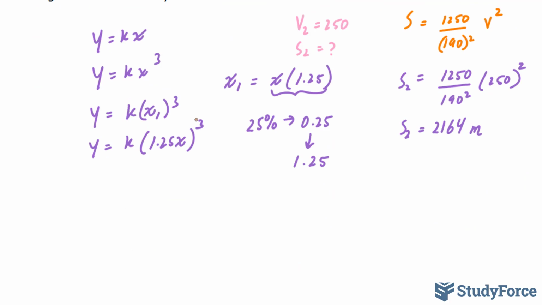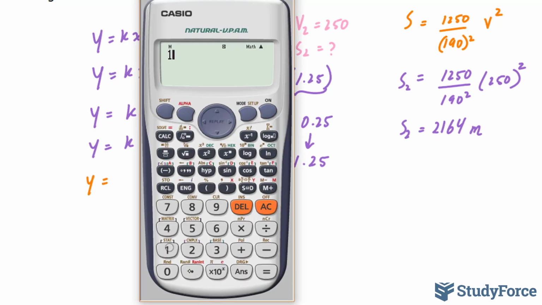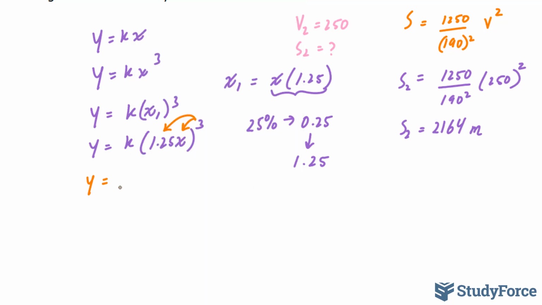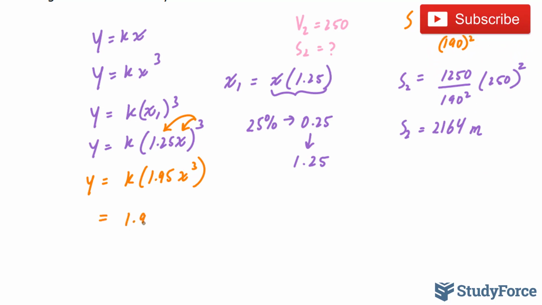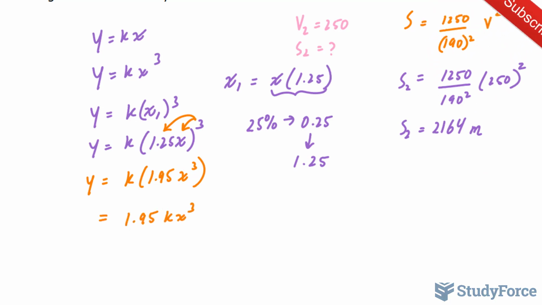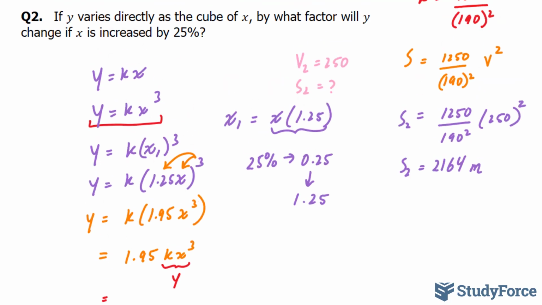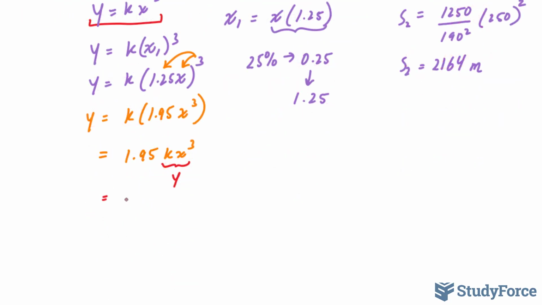Now I'll distribute this 3, this exponent, to both of these components, where I end up with, let's find out what 1.25 to the power of 3 is. It's approximately 1.95. So, k times 1.95 x to the power of 3. Rearranging this, we get 1.95 k x to the power of 3. And if you look at the original model, this is equal to y. So that means that the original y will change by a factor of 1.95 the original.